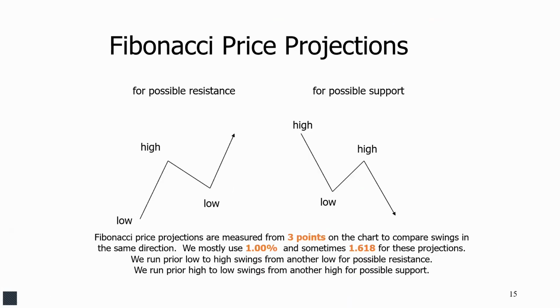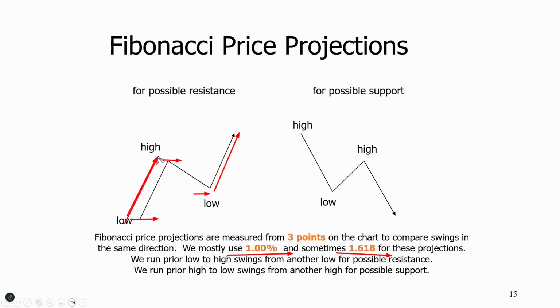So far we've looked at retracements and extensions, and those both use 2 points on the chart. The Fibonacci price projections use 3 points on the chart. So this is where we're essentially comparing swings in the same direction. I've got a prior low to high swing, and then you project from another low using the 3 points, 1, 2, 3 clicks of the mouse. I always use 100% for what I like to call symmetry, and sometimes 1618 for these projections.